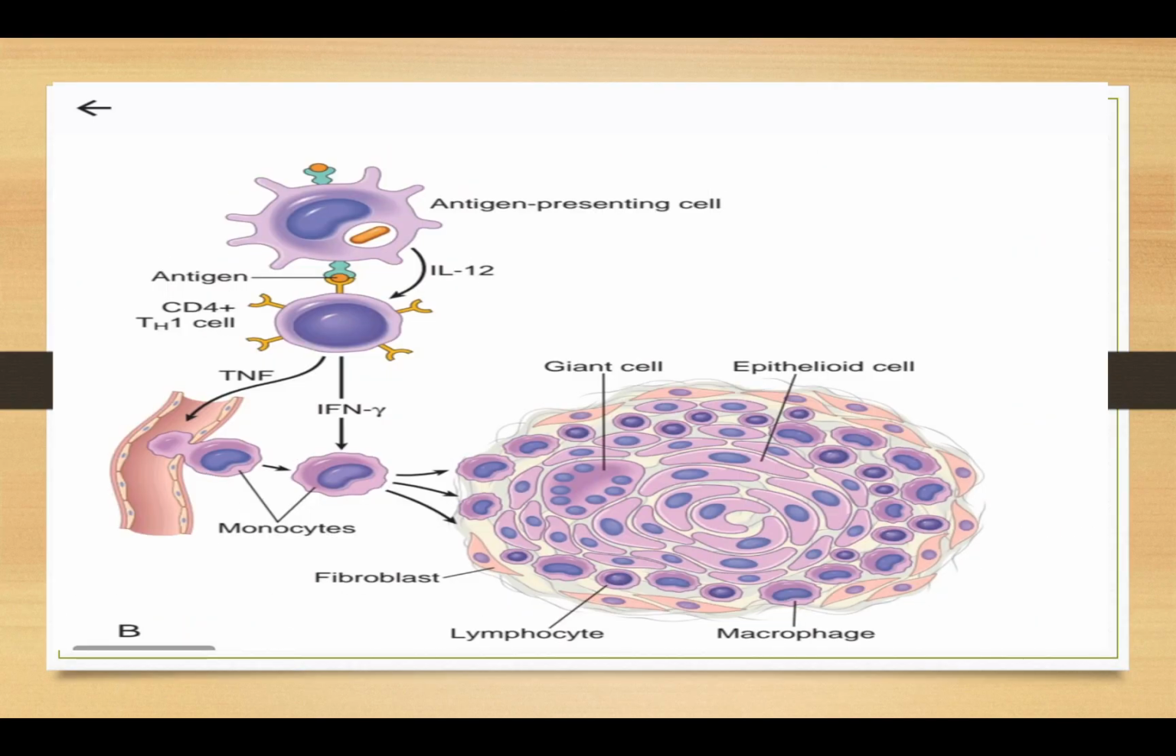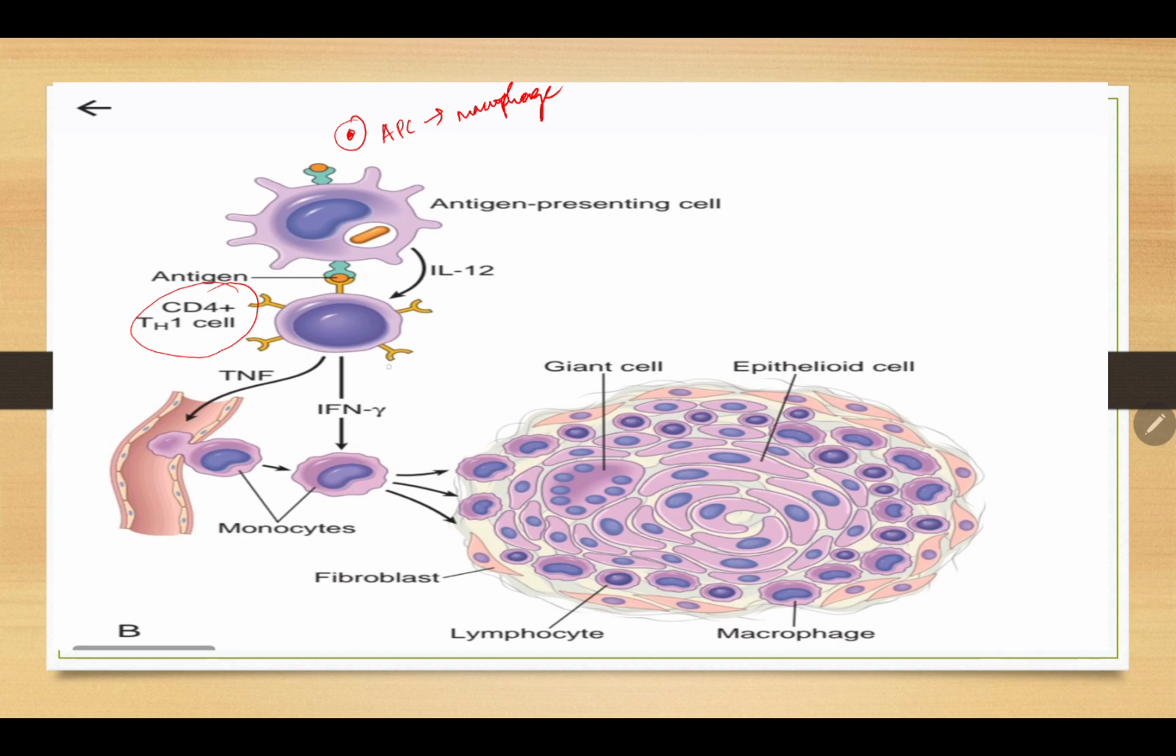Okay, so these are the roles of lymphocytes. After the role of lymphocytes, how is the granuloma formed? When there is a persistent microbe, it is detected by an antigen presenting cell, which can be a macrophage. This macrophage, acting as an antigen presenting cell, will present the antigen to the CD4 T helper cells.